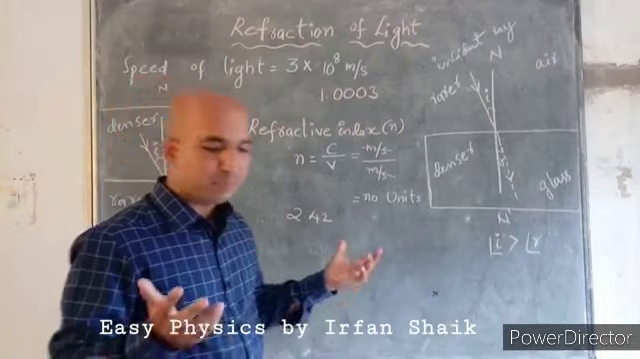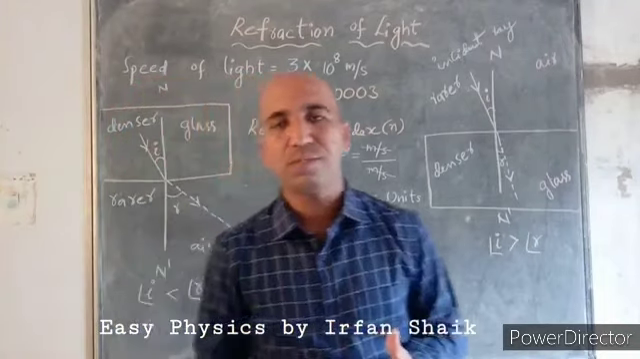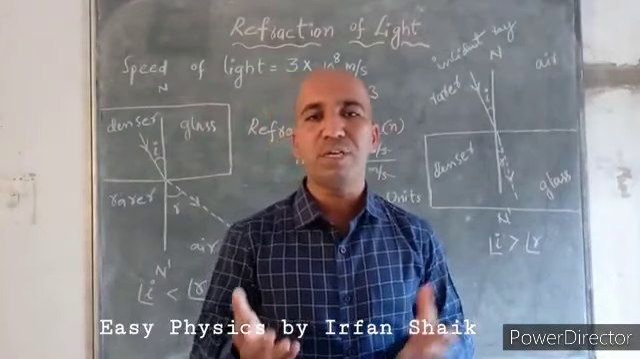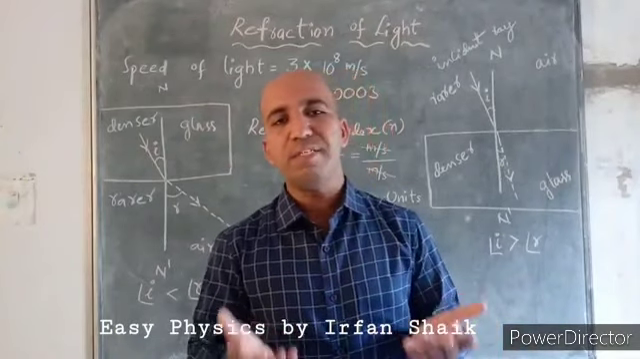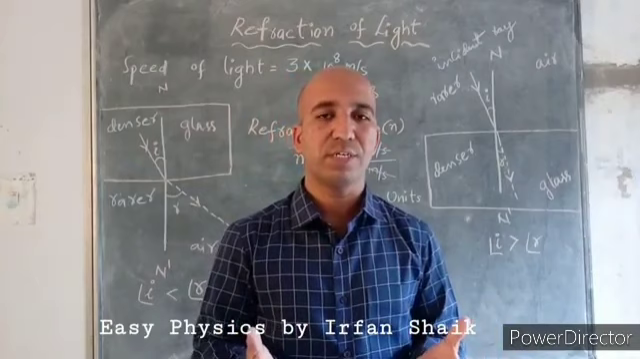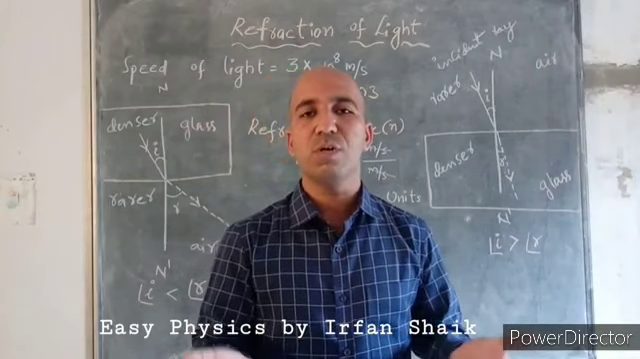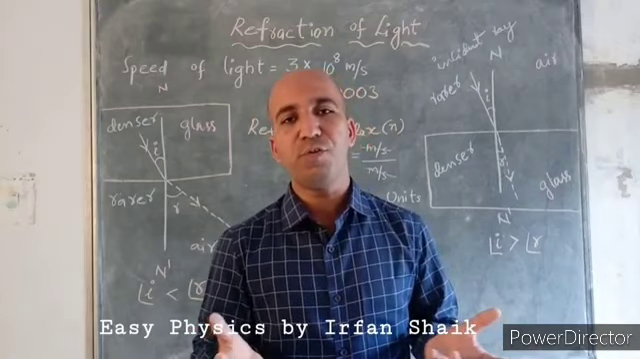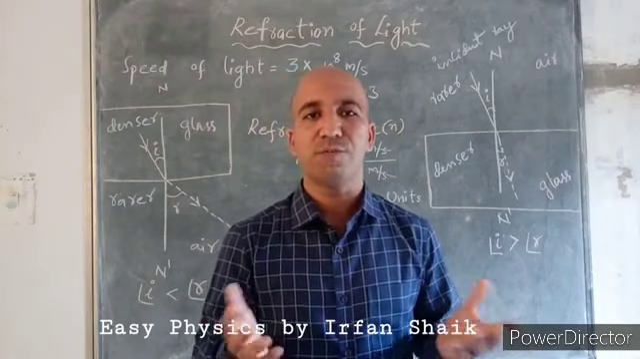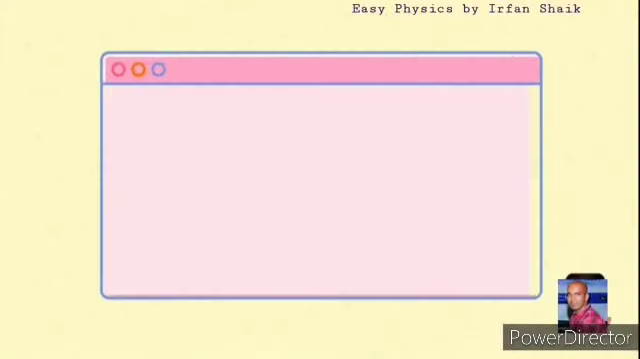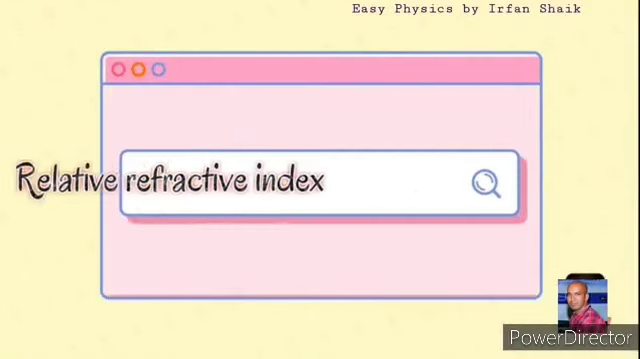That means the speed of light depends on the value of refractive index. So by knowing the refractive index value, we can easily find out the speed of light, that means how it travels in that medium. So these are the concepts we basically need to understand in the case of refraction. Relative refractive index.